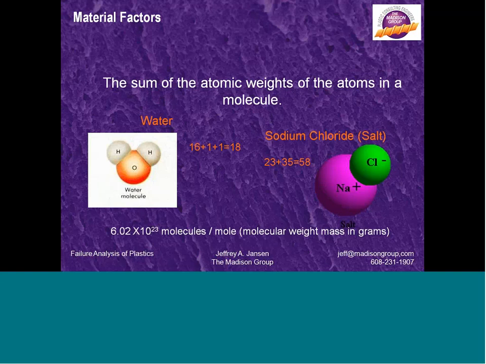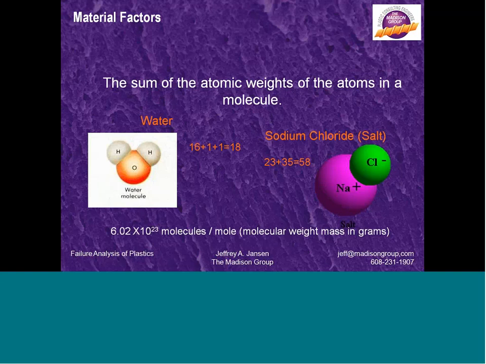That means that 18 grams of water and 58 grams of sodium chloride represent a mole. And a mole is simply 6.02 times 10 to the 23rd molecules. So again, an amount that you can certainly fit in the palm of your hand, 6.02 times 10 to the 23rd molecules.